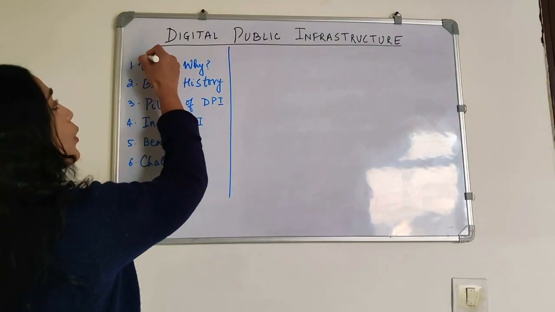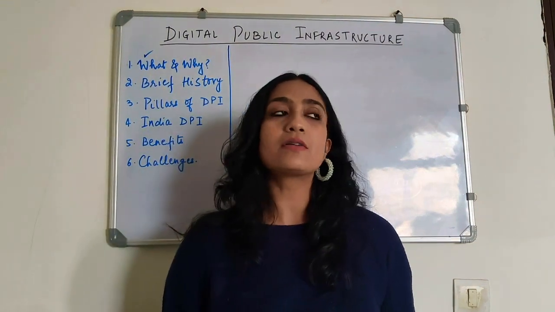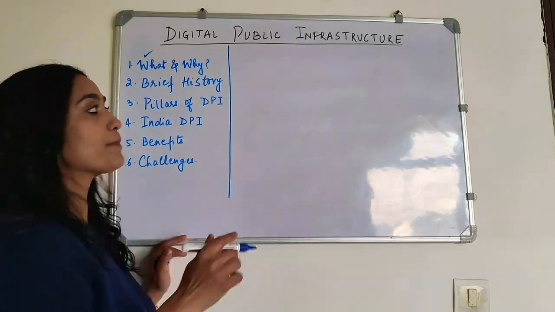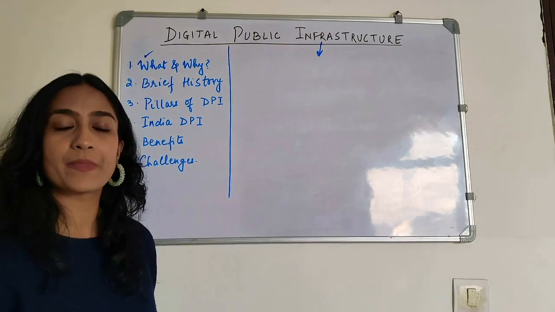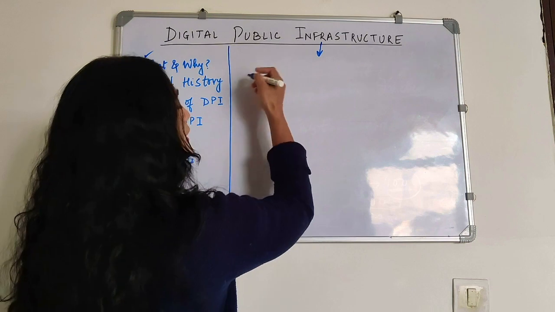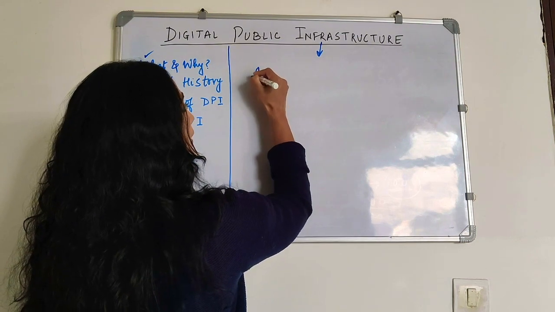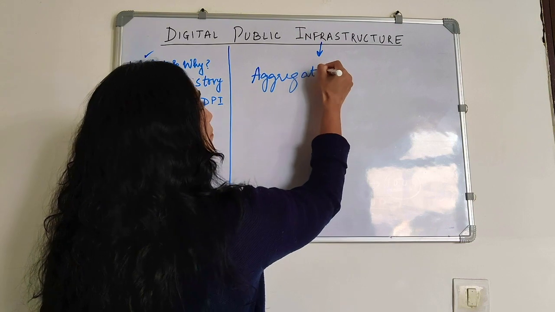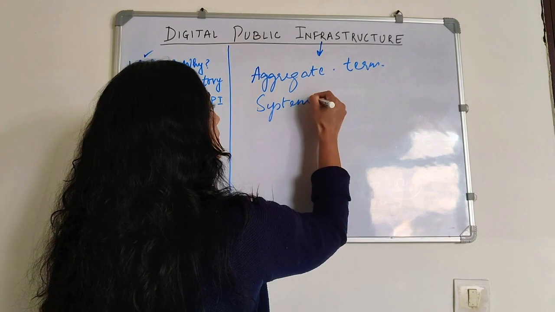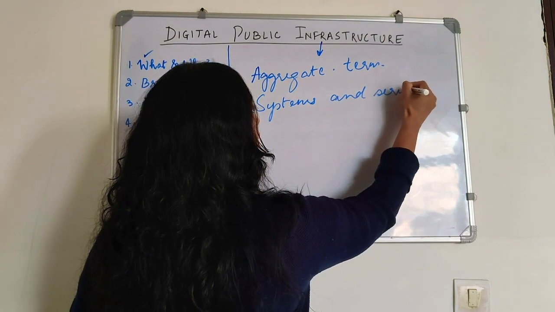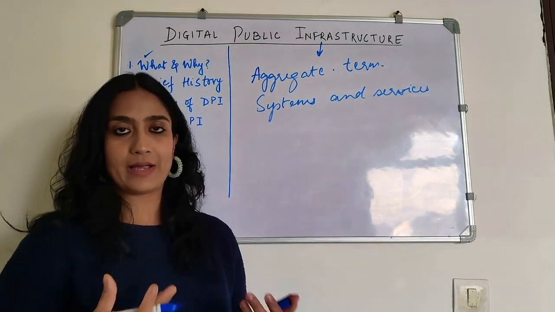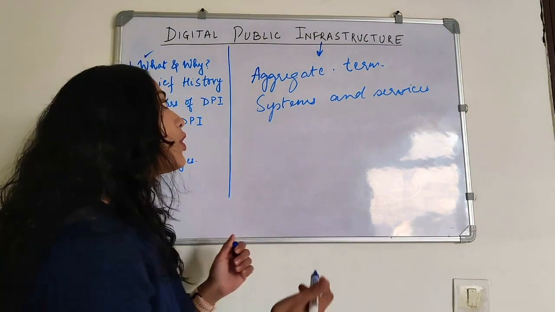The first thing: what? To decode this, let us just look at each of the individual components of the term itself. So the first component is infrastructure. Now what is infrastructure? Infrastructure is basically an aggregate term used for all the systems and services that make an economy or a society function, that enable a society or an economy to function.